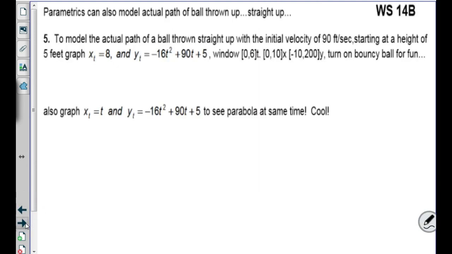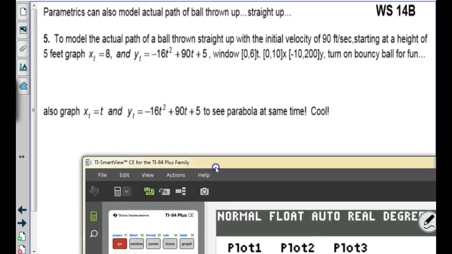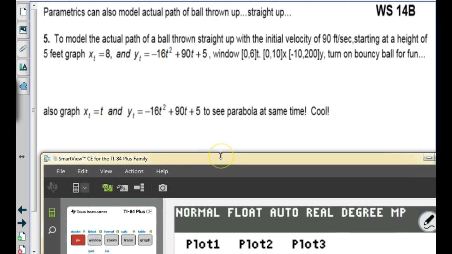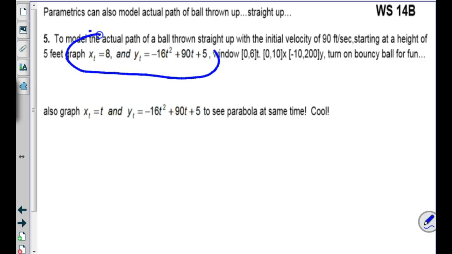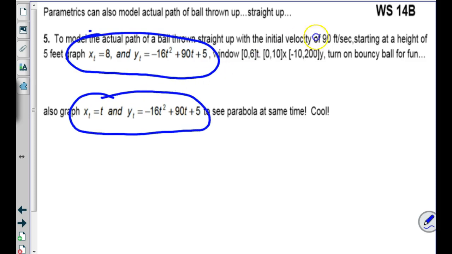All right. We are going to do this question real quick. This is on 14B. Again, I just want you to type this in yourself. Into the first two equations, I want you to put this. Into the second set, put these. And then set up this t window and use 0.1. This window. Okay?